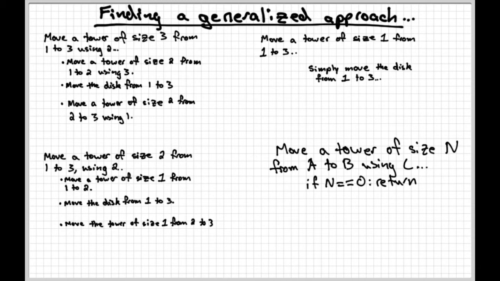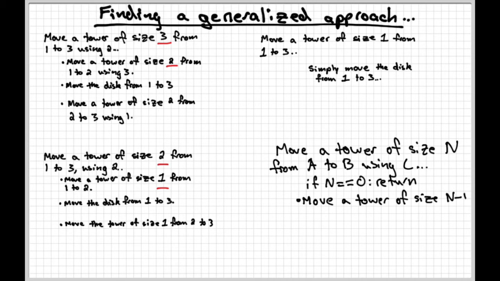Now we want to try and find a generalized way of writing the recursive steps. Now when I look at our description for solving a tower of size 3 or 2, I note that there's a pattern in terms of our first recursive step and the original problem. Specifically, we're moving a tower of size n minus 1 as a step in moving a tower of size n. So let's go ahead and write that down.